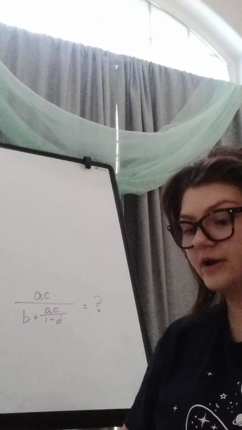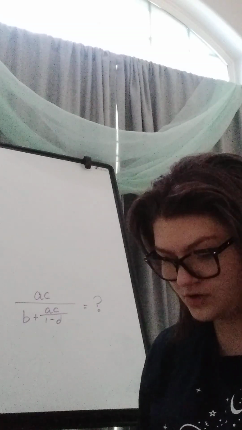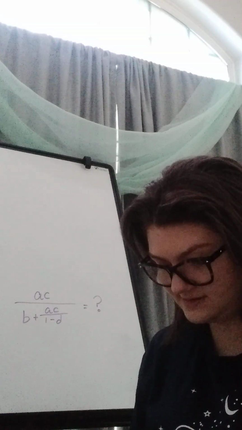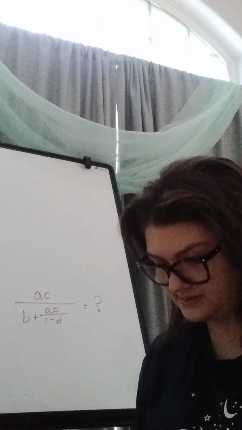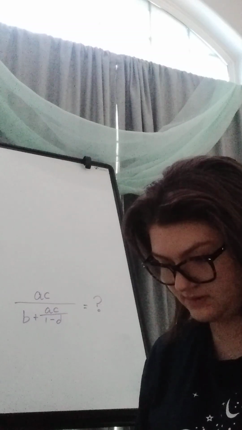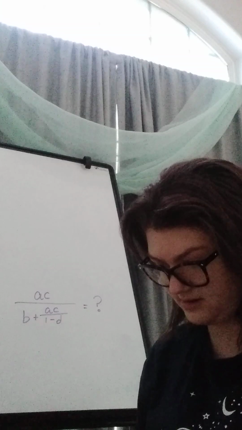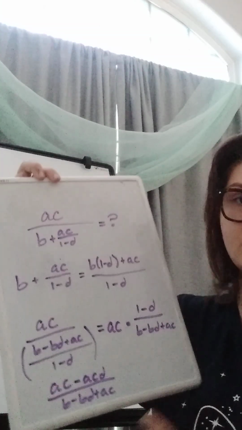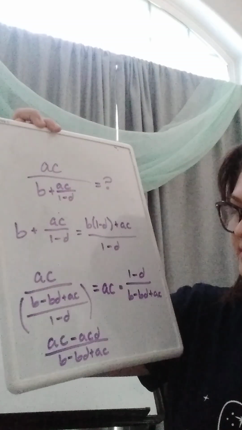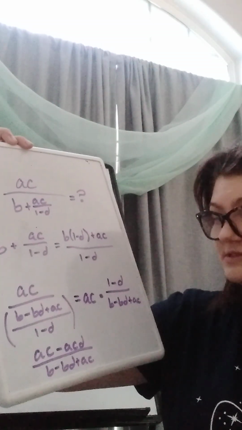So now what we can go ahead and do is multiply our numerator by AC. So we'll have AC minus ACD over B minus BD plus AC. You can either leave it like that or we can take out some constants.